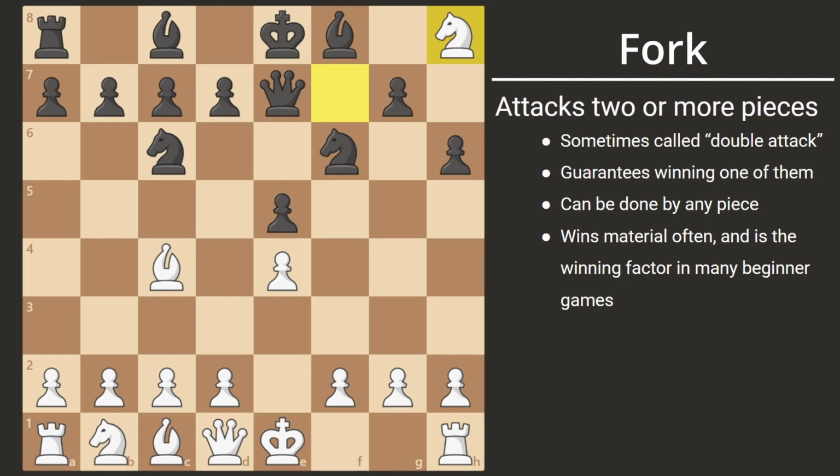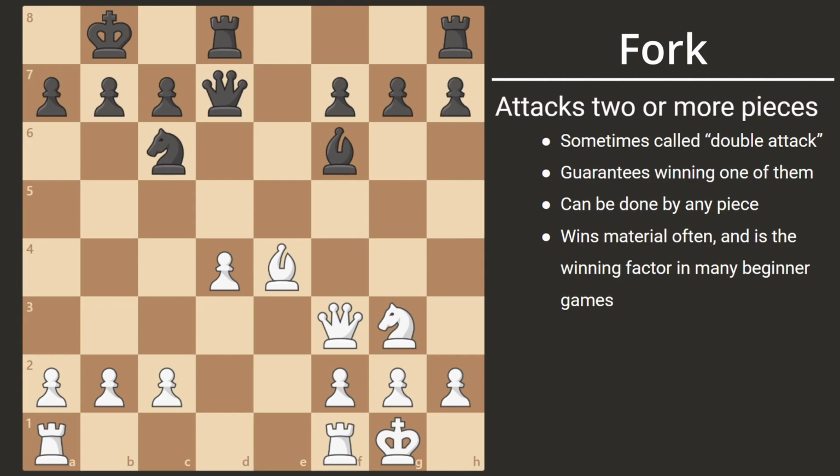Alright, so I have some examples here. The first one is after the move Queen e6. Can you find a sort of forking move that could win you some material?